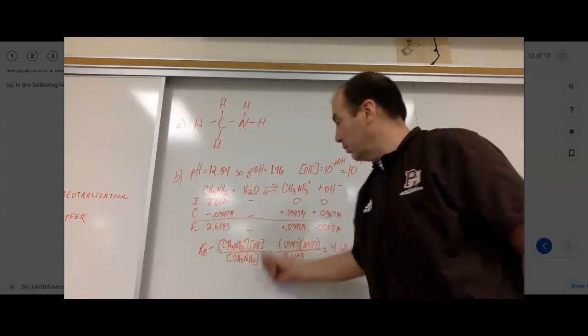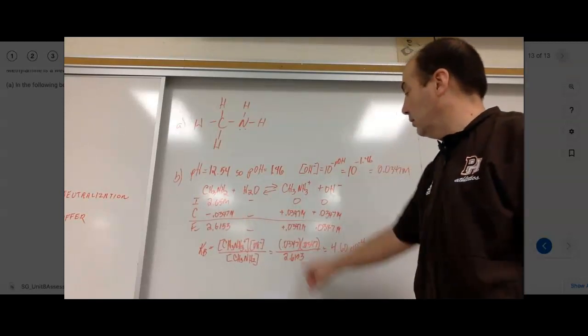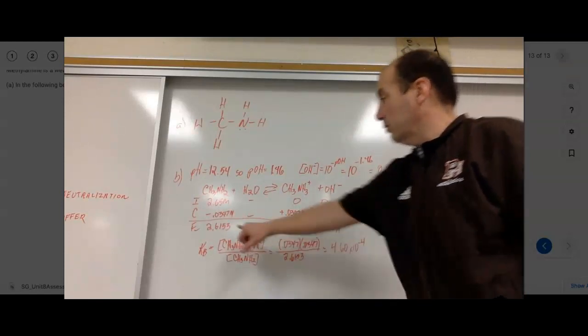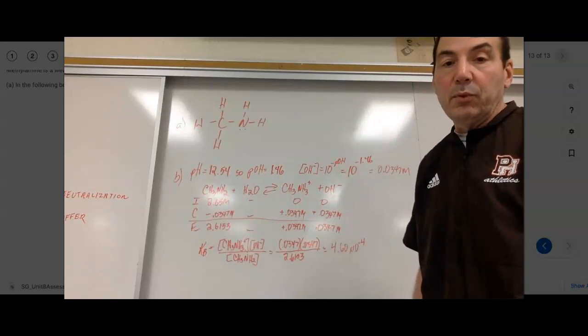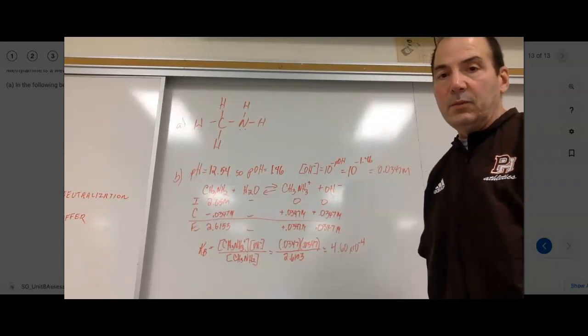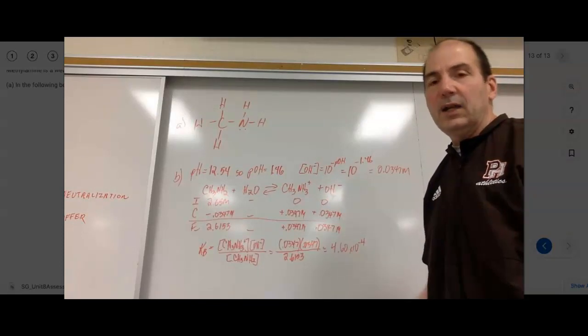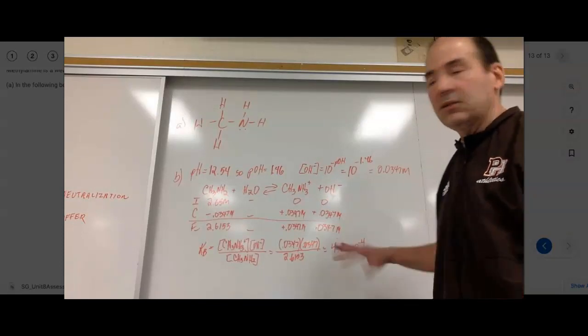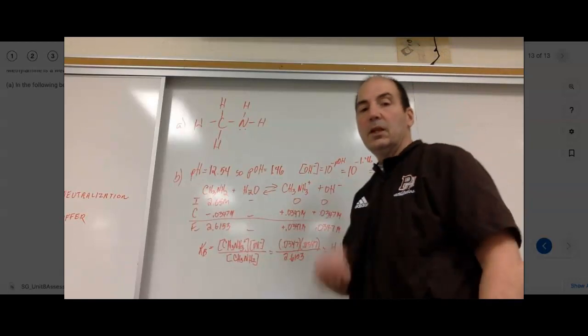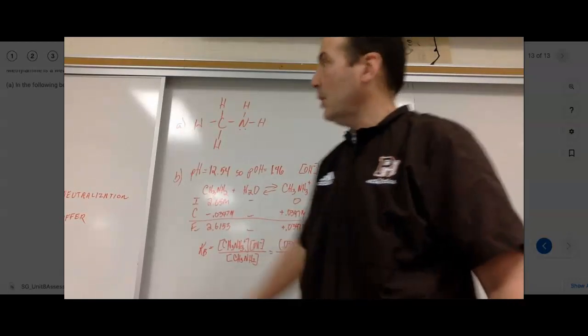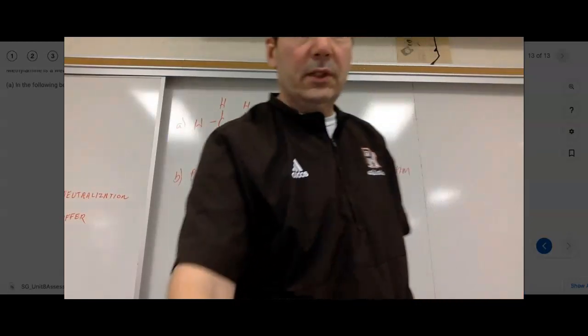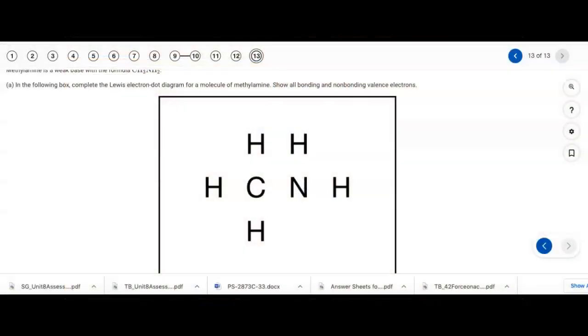I set up my Kb expression, and then I substituted in my products over my reactant, and I got around 4.6 times 10 to the negative 4. The rubric said that it would accept up to like 4.53 or something like that. So if you did the approximation, it would still be okay. All right, I'm going to read the next one. So let me shift screens again.